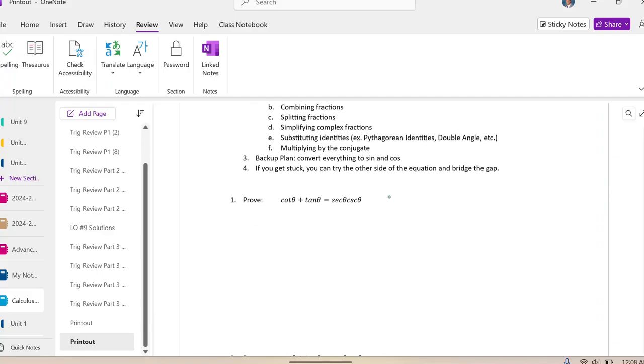So pick a side. Here I'm going to pick the left, and I rewrite it, and I say equals. Okay, so my goal is to break down the left side so it equals the right. Remember, everything can be written in terms of sine and cosine, like cotangent is cosine over sine. Tangent is sine over cosine.